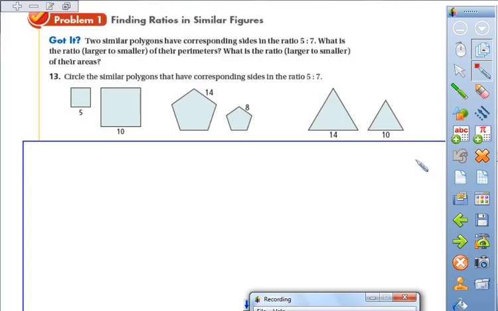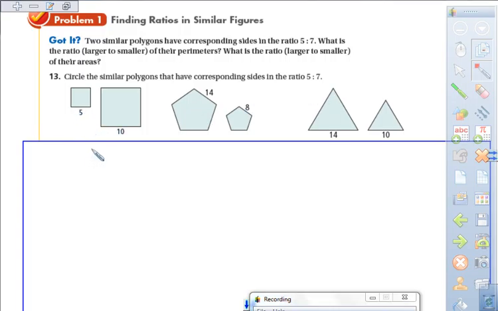Two similar polygons have corresponding sides in the ratio of 5 to 7. What is the ratio, larger to smaller, of their perimeters? The second question says, what is the ratio, larger to smaller, of their areas? So let's explore this question just a little bit before we answer it. It says, circle the similar polygons that have corresponding sides in the ratios of 5 to 7.